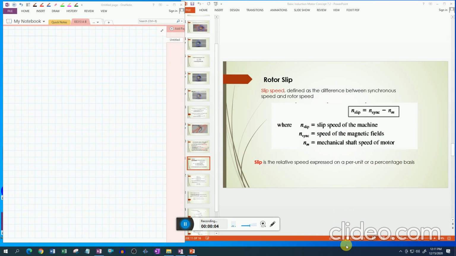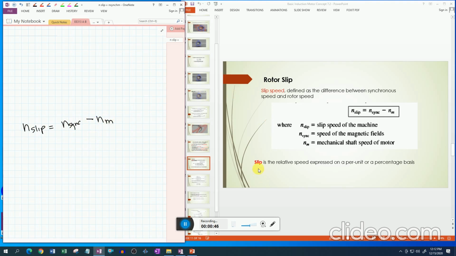Now here comes the concept of rotor slip: the rotor will not achieve the synchronous speed, which is the stator magnetic field speed. So the concept of slip speed and slip arises. Slip speed is defined as the simple difference between the synchronous speed and the rotor speed, which is given as n slip, already written in the slides, equal to n synchronous minus rotor speed.